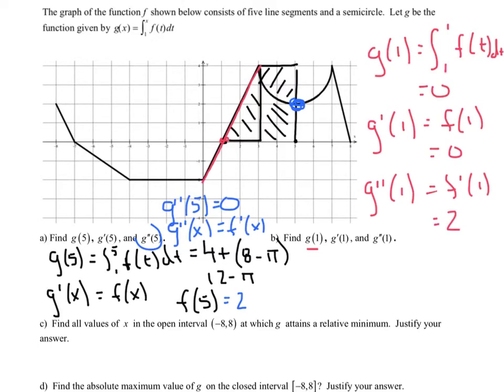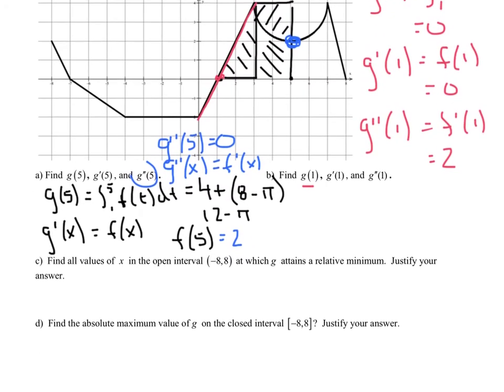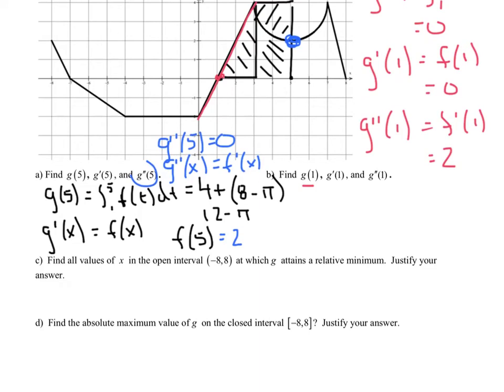Let's see. Part C. Find all values of x on the open interval negative 8 to 8 for which g attains a relative min.